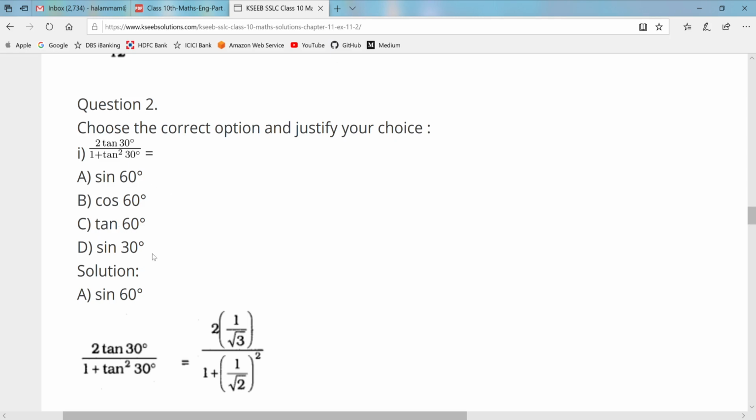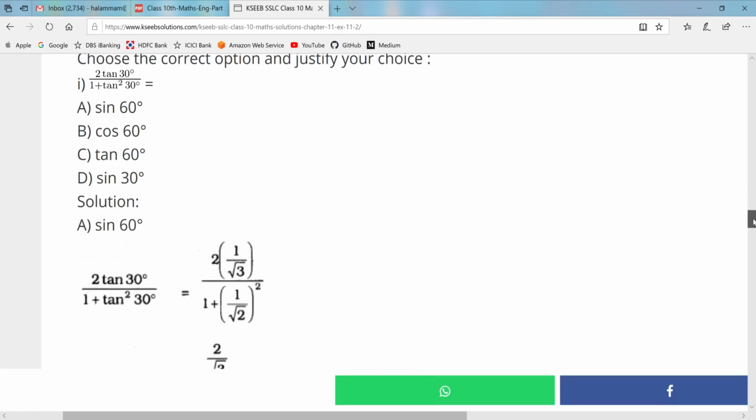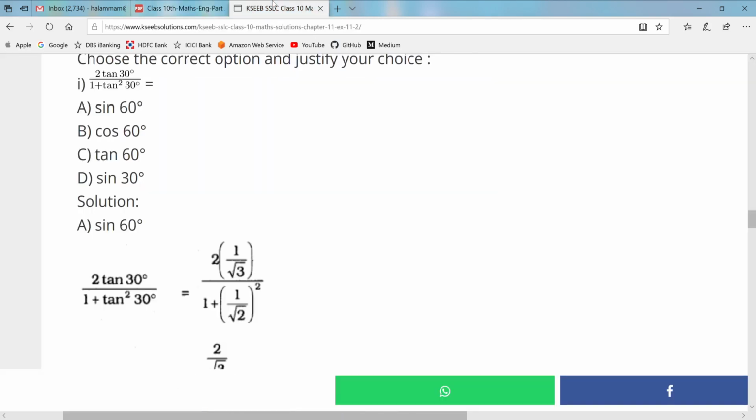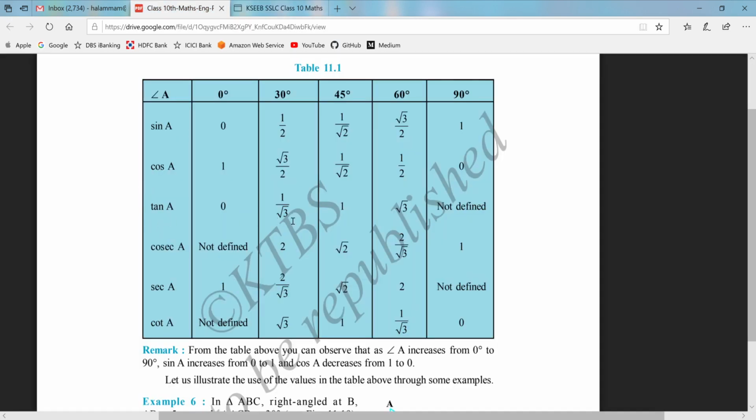Just put the values of those angles by using this table. Okay, again go to this table, find out the values and put them in this question. Okay, 2 into tan 30 degree. 2 into tan 30 degree value is 1 by root 3. Okay, next 1 plus tan² 30 degree. Only tan 30 degree is different and tan² 30 degree is different. See, tan 30 degree is 1 by root 3.